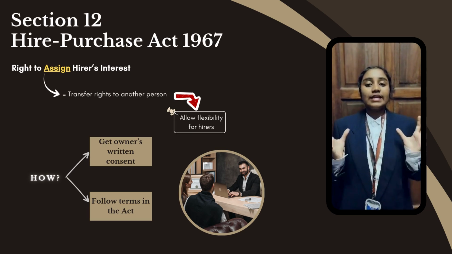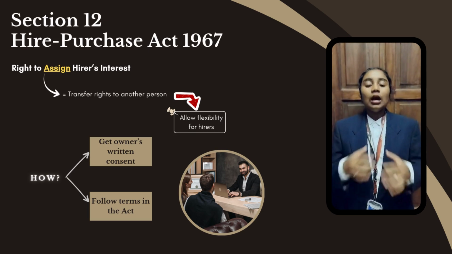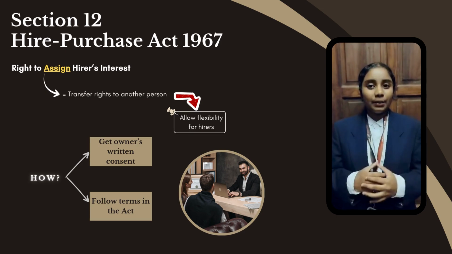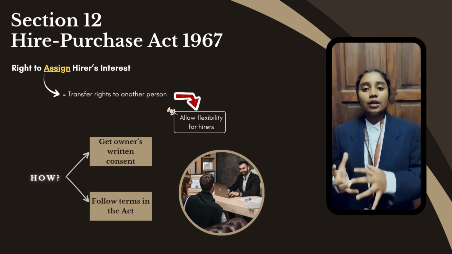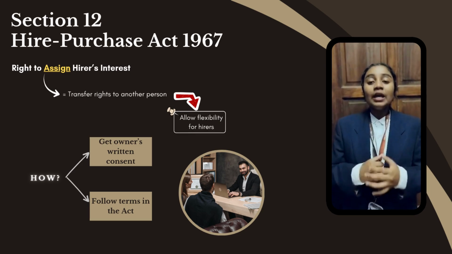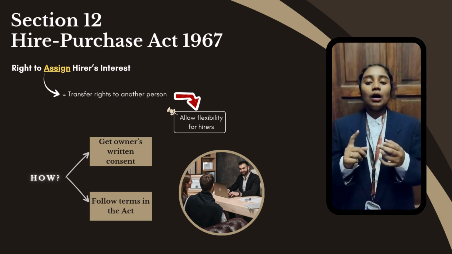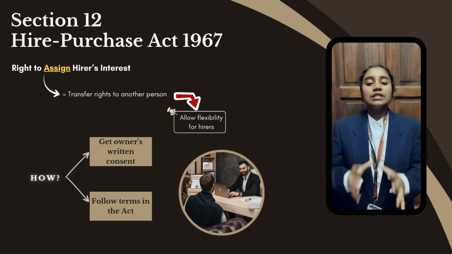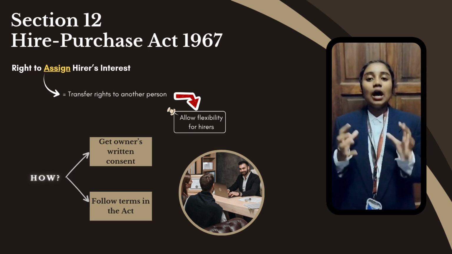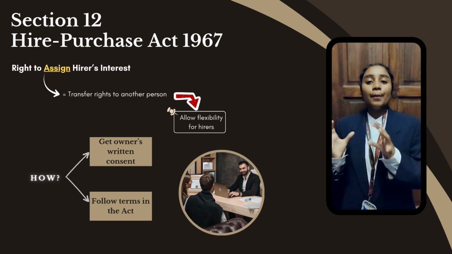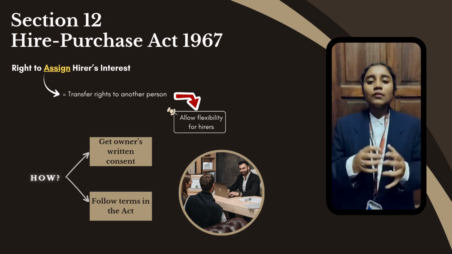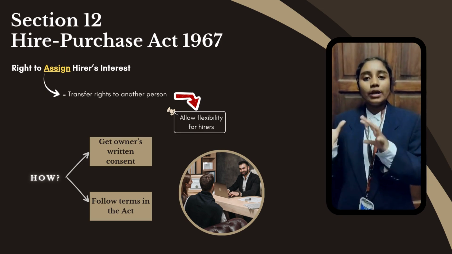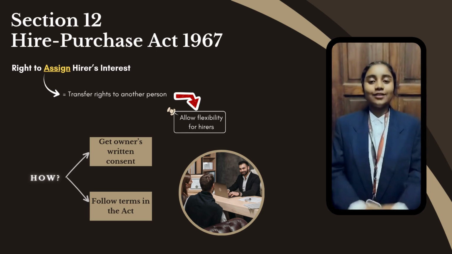I would like to give an example for this section. For example, Ali is hiring a motorbike under a hire purchase agreement. Later, he wants to transfer the agreement to his little brother Abu. He can do it, but only with the owner's permission and he must follow the proper steps. The purpose of this section is to help the hirer who can no longer pay the payments. So he can transfer the interest legally to someone else instead of losing everything.